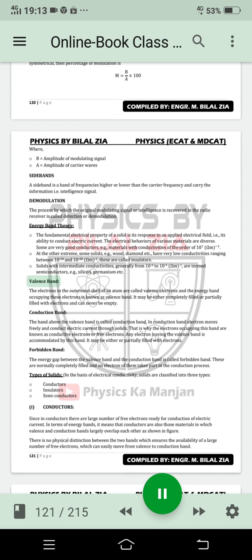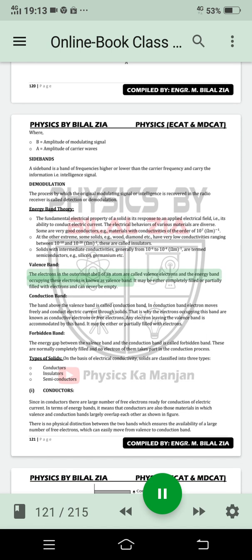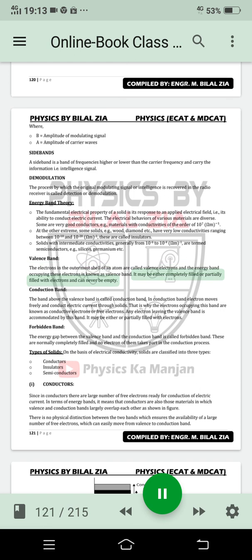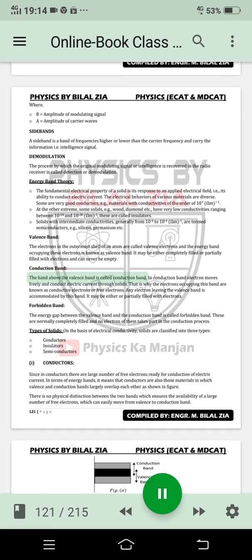Valence band. The electrons in the outermost shell of an atom are called valence electrons, and the energy band occupying these electrons is known as valence band. It may be either completely filled or partially filled with electrons and can never be empty. Conduction band. The band above the valence band is called conduction band.